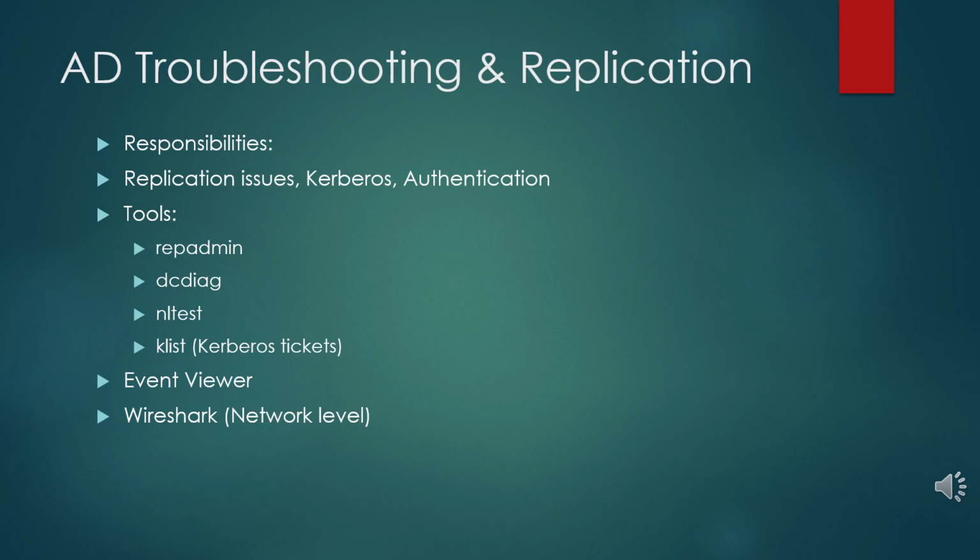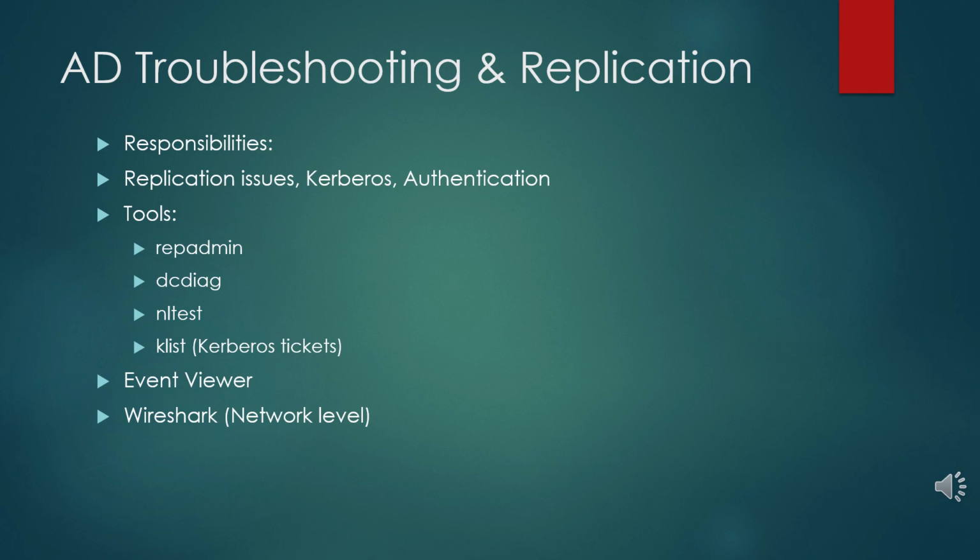To troubleshoot these issues, we use powerful command line tools. One of the most important tools is repadmin. This helps us check replication status between domain controllers. Then we use DCDIAG, which performs a complete health check of domain controllers and identifies issues. Another useful tool is NLTest, which helps verify domain trust relationships and secure channels. For Kerberos-related issues, we use KLIST to check and manage tickets.